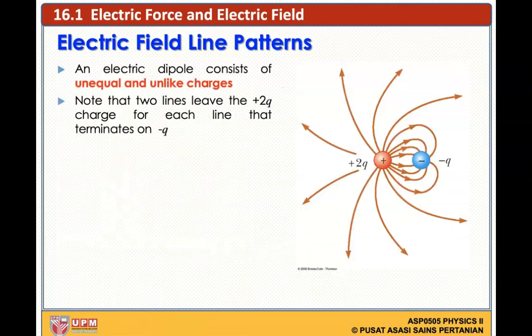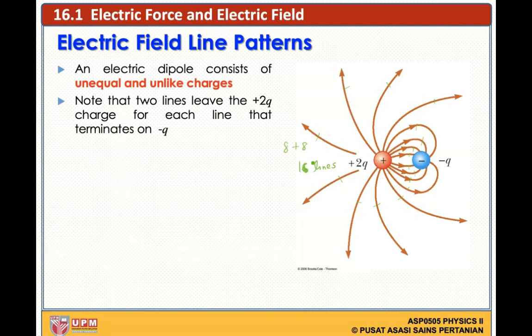Okay. So this is another example of an electric dipole. So this is unequal. One is positive 2Q, one is minus Q. Let me calculate this again. So I start from here. 1, 2, 3, 4, 5, 6, 7, 8. So 8 lines are not going into the negative charge. And 1, 2, 3, 4, 5, 6, 7, 8. So 8 go into the negative charge. So it's 8 plus 8, which is 16. So 16 lines come out from the positive 2Q.